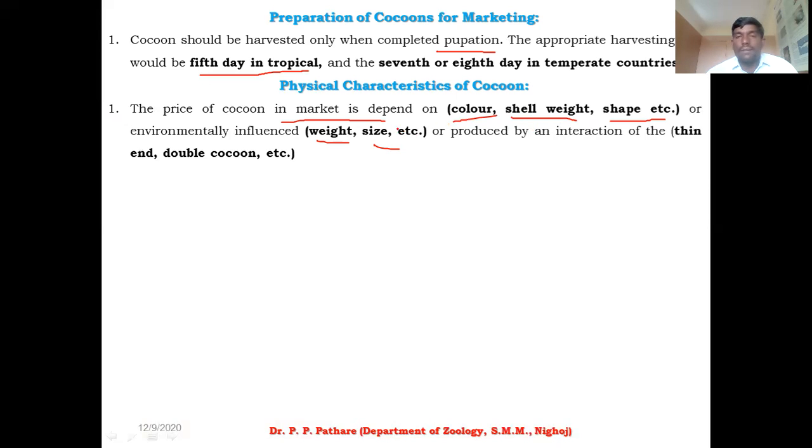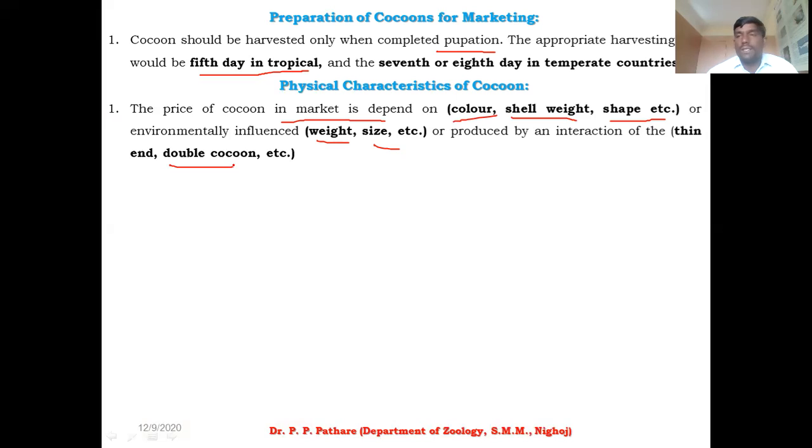So ultimately all these features in your cocoon are produced by the interaction of the thin end or double end or double or attached cocoons. Sometimes if you harvest your cocoon at an earlier or immature stage, the silken cocoon is a smooth, gelatinous, sticky substance of silk. So some cocoons will adhere or attach to another cocoon. Such double cocoons do not get a good price in market. So avoid this problem. You can give the proper timing for the maturity of cocoon.